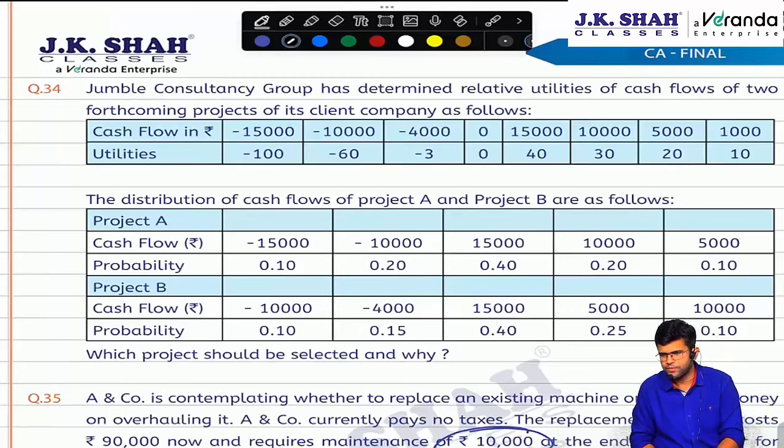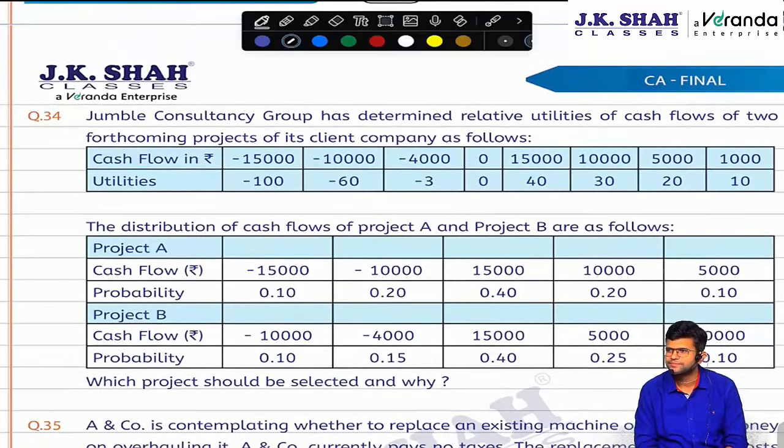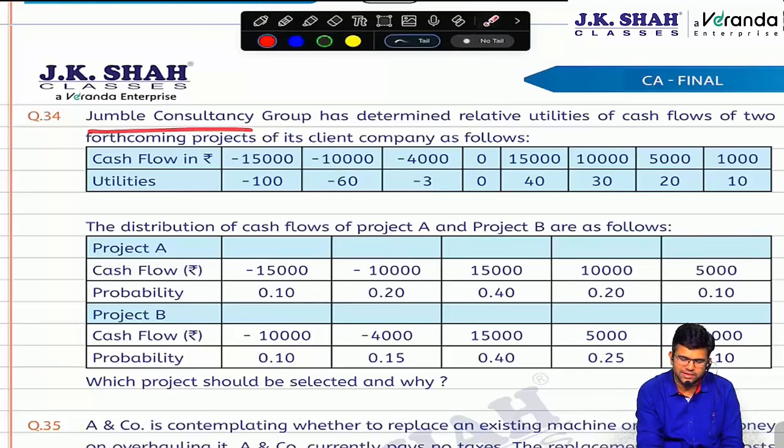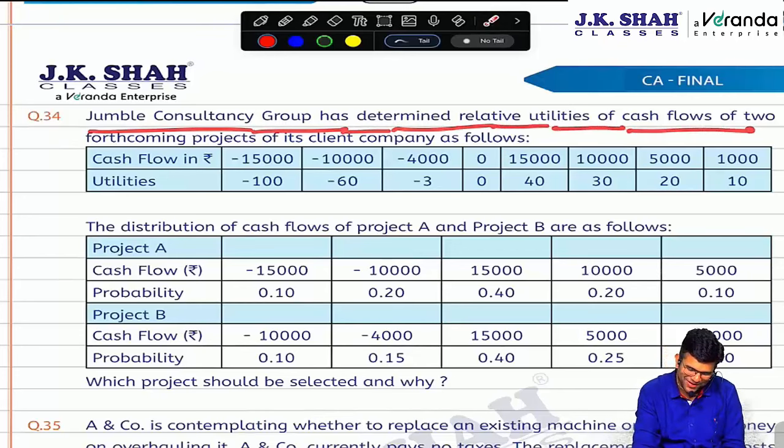Come to question 34. Jumble Consultancy Group. Read Jumble Consultancy Group question. It is pathetic. And if I remember correctly, this came in my exam also. So it is not so pathetic, but conceptually it is really bad. Everyone ready? See what they are saying. Jumble Consultancy Group, Boston, has determined relative utilities of cash flows of 2 forthcoming projects.